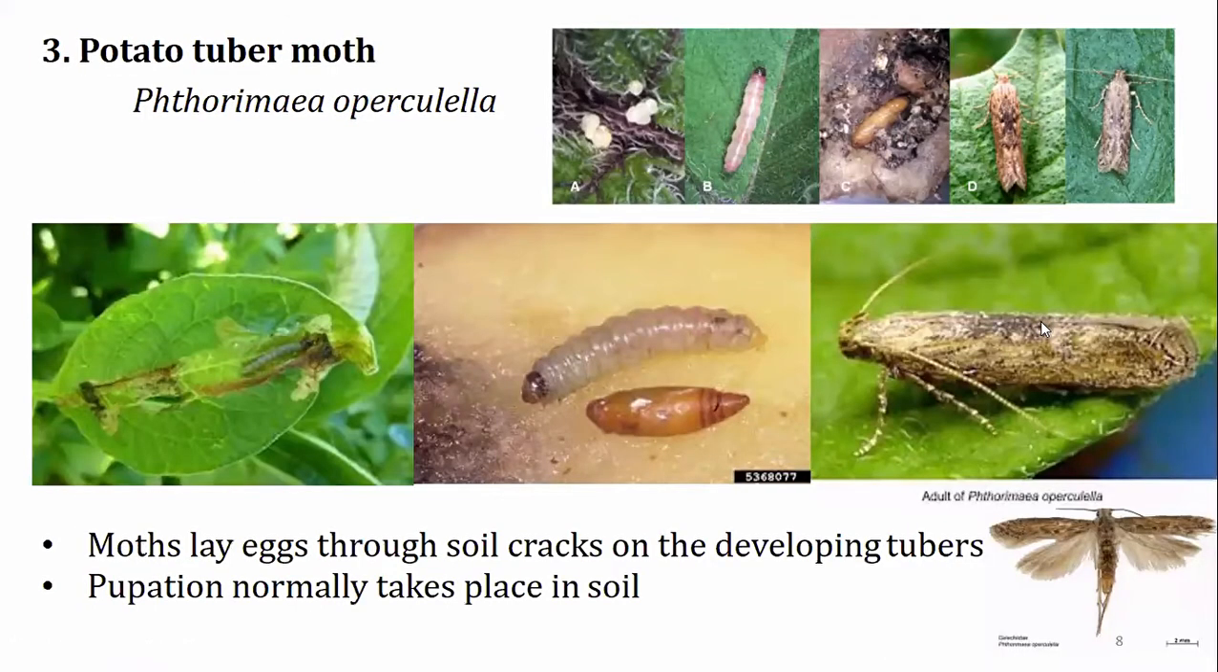The next pest is the potato tuber moth. The entomological name is Phthorimaea operculella. Here, the moth lays eggs through the soil cracks on the developing tubers. Then the pupal stage occurs in the soil. This is the adult.